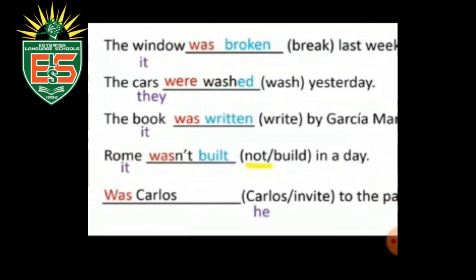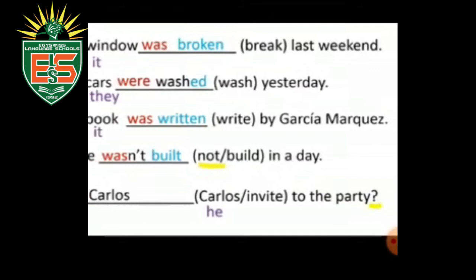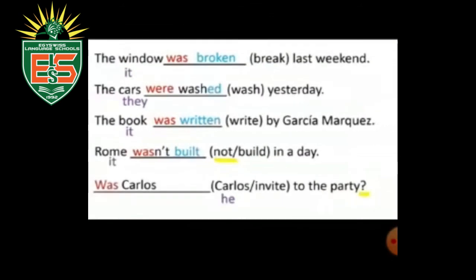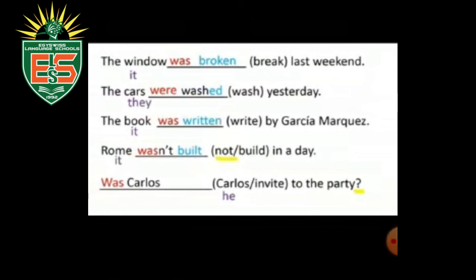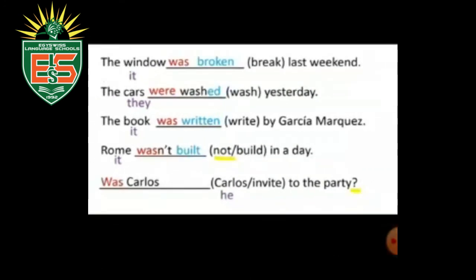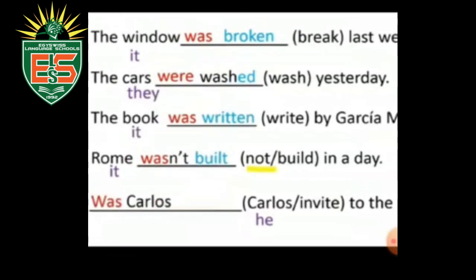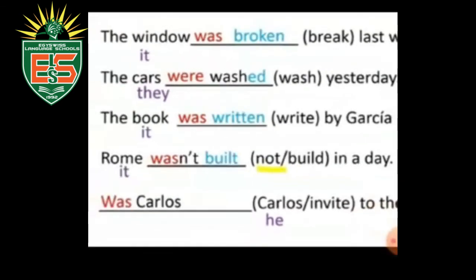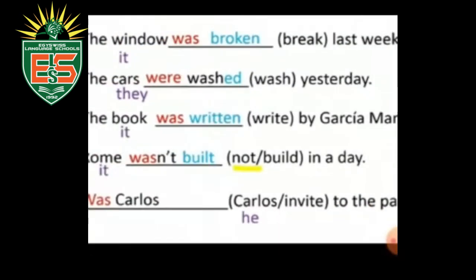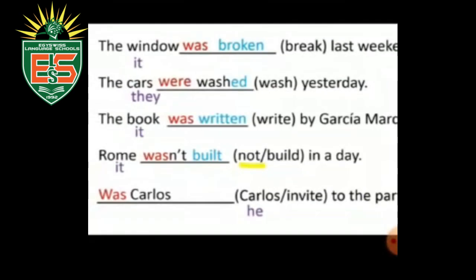Number 3, the book write by Garcia Marquez. So the book here is it, takes was, so it's going to be the book was written, in the past participle. So the book was written by Marquez. Rome not build in a day. Rome was or were? Was. Here we have not. So wasn't built, in the past participle, it's going to be built. Excellent. So Rome wasn't built in a day.